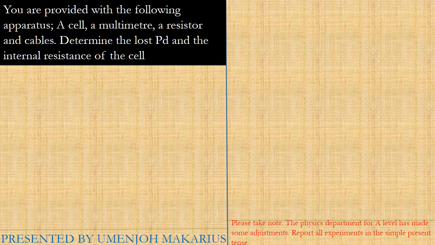In this video on our YouTube channel, guys, we shall be looking at a very important experiment as far as physics is concerned. You are provided with the following apparatus: a cell, a multimeter, a resistor, and cables. Determine the lost PD and the internal resistance of the cell.